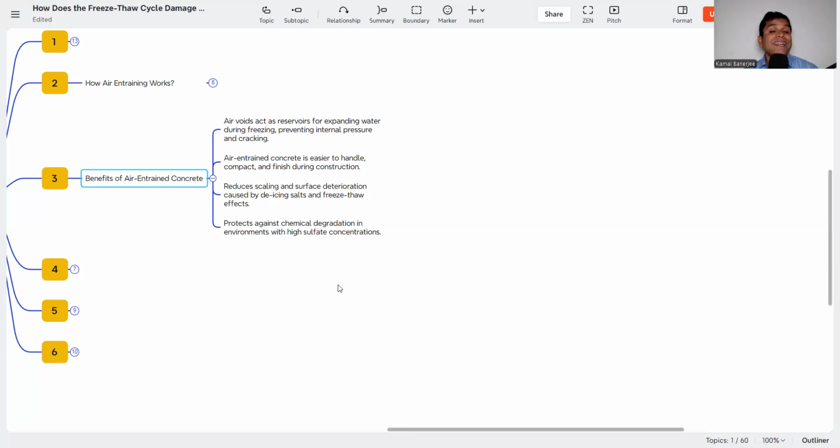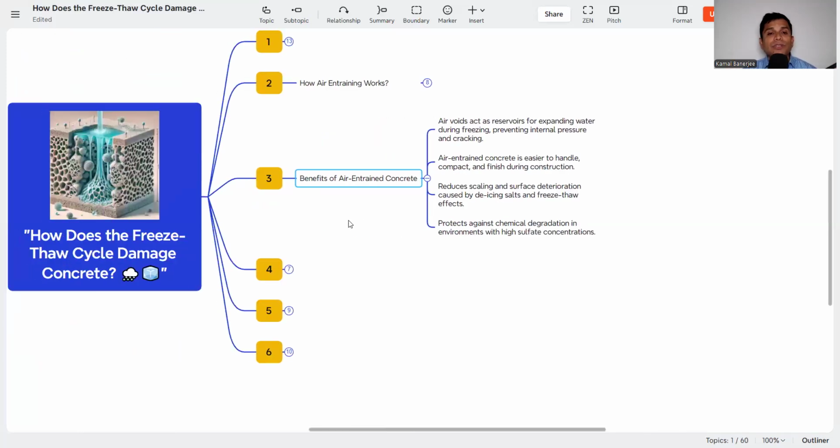Then it protects against chemical degradation in environments with high sulfate concentration. Sulfate is very harmful for the concrete. If sulfate penetrates inside the concrete, it can cause serious damage. That is why the air entraining agent helps reduce sulfate attacks. But what are sulfate attacks? How do they attack concrete and what damage do they make? I have made a detailed video, the link is in the description. Please check, you will get full information about sulfate attack on concrete. So these are the benefits of air entrained concrete.